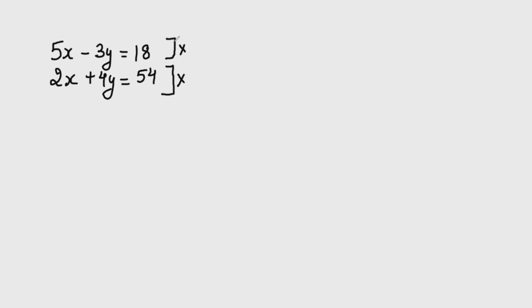And how can we decide that? The coefficient of x in the first equation is 5. The coefficient of x in the second equation is 2. So we need to find out the LCM of it. The LCM for this is 10. That means we need to change the coefficient of x in both equations to 10. If I multiply 5 by 2, it will change to 10. If I multiply 2 by 5, it will change to 10.